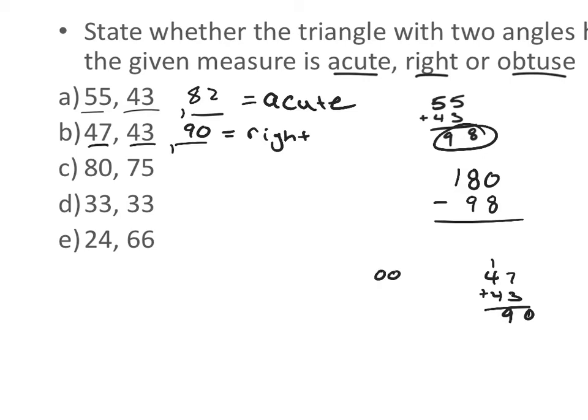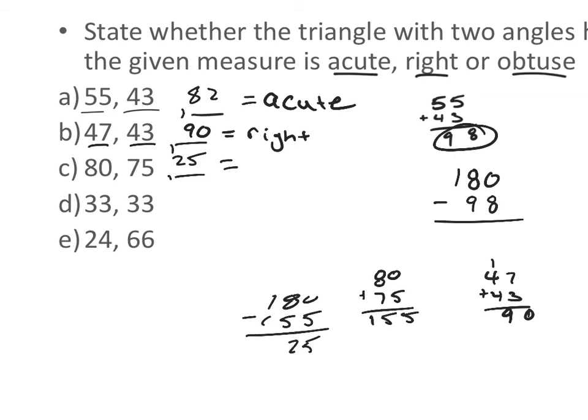Next up, we've got 80 plus 75 is 155. And 155, 180 minus 155 leaves me with? So what kind of triangle is this? Acute. It's acute as well.